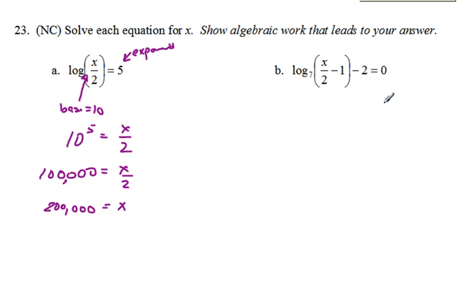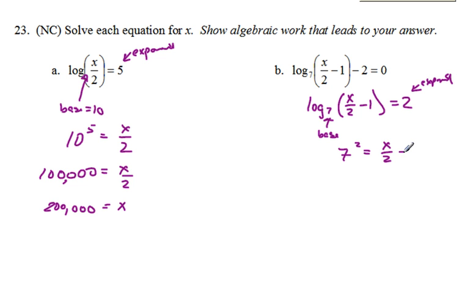All right, so we're going to start with this one close to the same way, but first we're going to have to add 2 and get that number on the other side. So log base 7, x over 2 minus 1 equals 2. And now our base, because there's a number written there, is 7. And remember, over here is still our exponent.